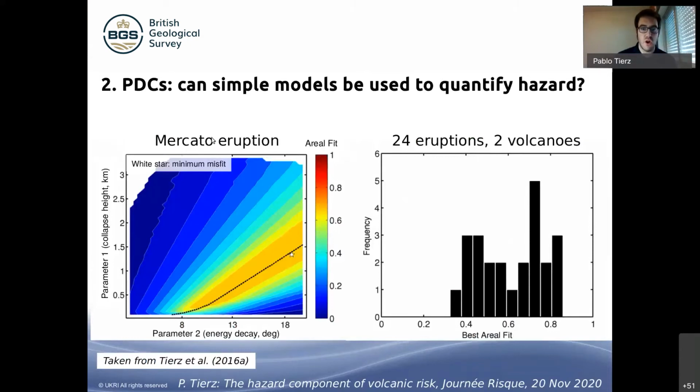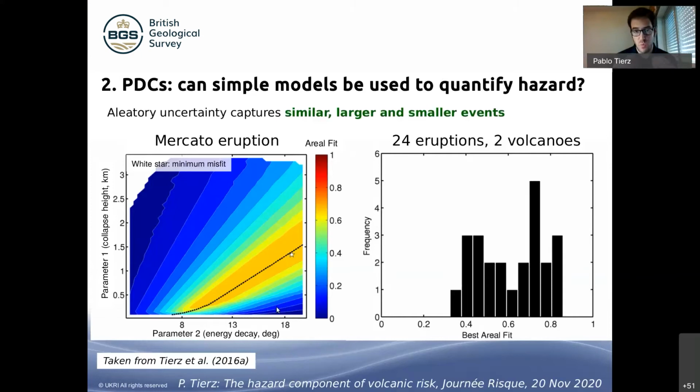One of the things that we saw is this, our parameter space, and in colors the values of the areal fit for Mercato. We saw that we found some high values of areal fit, but also low values of areal fit related to either higher or smaller events compared to the ones that we have in the record.